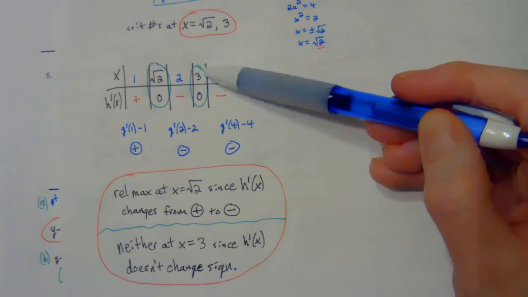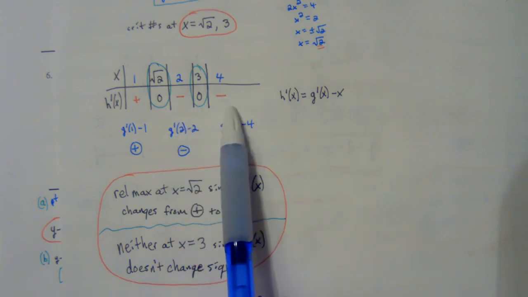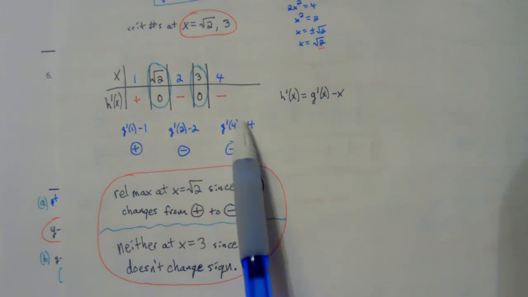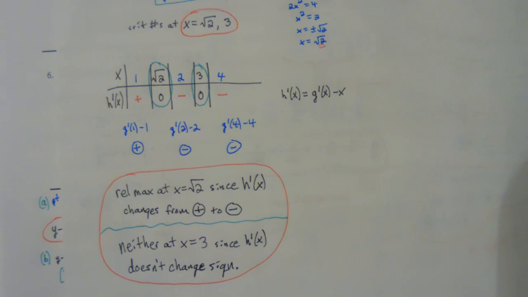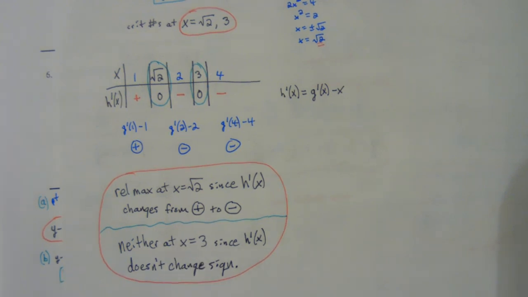And then at x equals 3, notice the derivative stays the same sign right there. So that means your function is decreasing, and your function is still decreasing, which means it's not a relative max or min. It's neither. So that's why I got neither at x equals 3, since that h prime does not change sign.